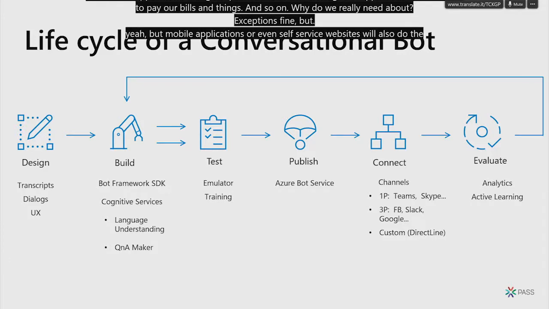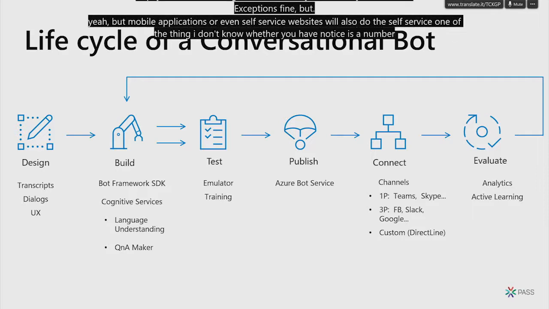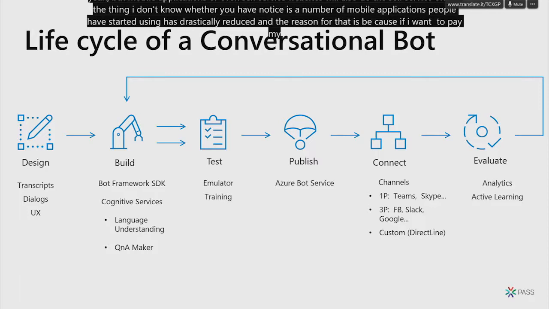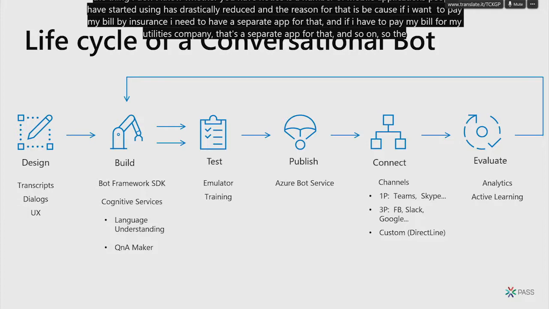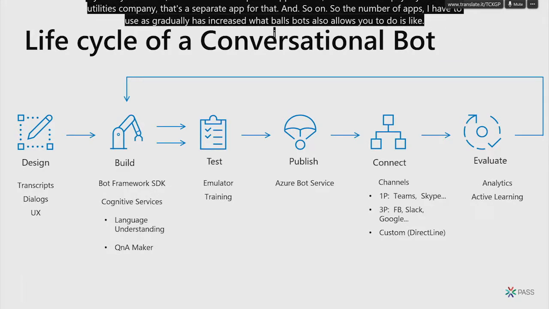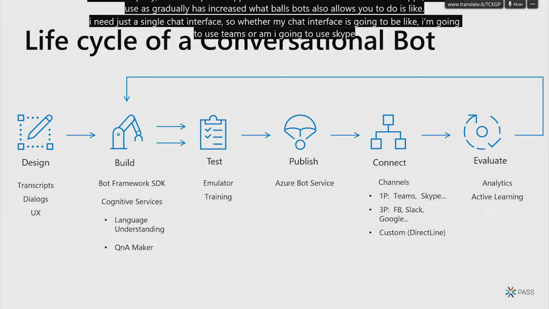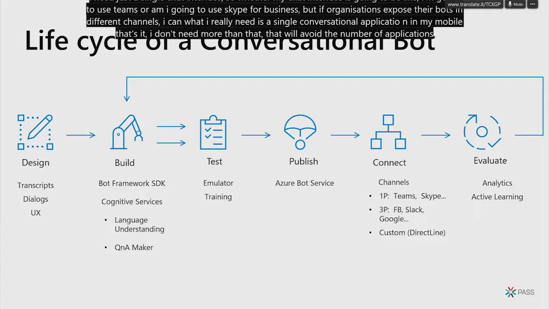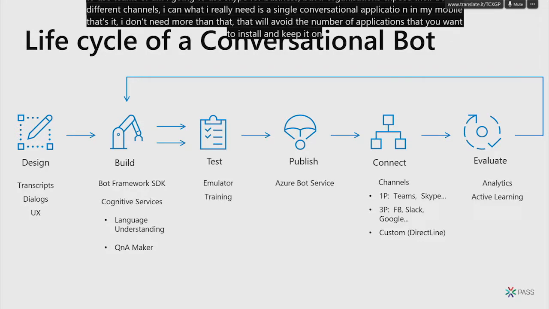One thing, I don't know whether you have noticed, is that the number of mobile applications people use has drastically reduced. The reason for that is because if I want to pay my insurance bill, I need to have a separate app for that. And if I have to pay my bill for my utilities company, that's a separate app for that, and so on. So the number of apps I have to use gradually has increased. What bots also allow you to do is that I need just a single chat interface. Whether I'm going to use Teams or Skype for Business, if organizations expose their bots in different channels, what I really need is a single conversational application on my mobile. That's it. I don't need more than that. That will avoid the number of applications that you want to install and keep up to date on your mobile. So that is something to keep in mind.